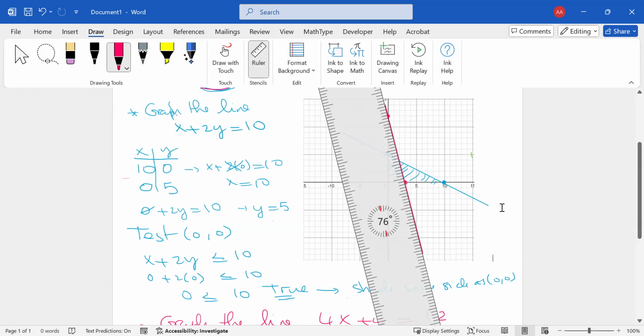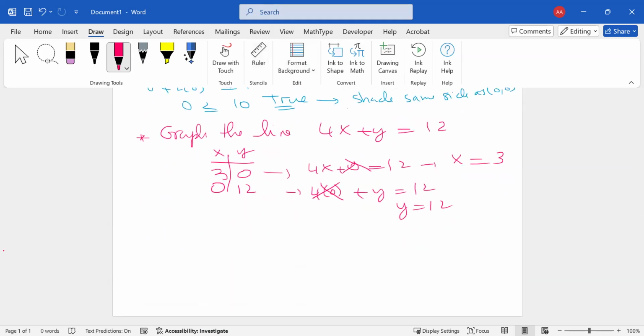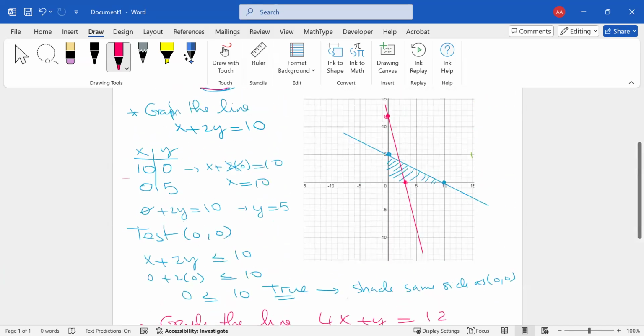Okay, so we drew the line, and then we're gonna test the 0, 0 again to see which side of the line we're gonna shade. Test the 0, 0. We have 4x plus y is less than 12. Let's plug in 0, 0. 4 times 0 plus 0 less than 12, and that is true. Since it is true, same thing, we're going to shade the same side as 0, 0 right here.